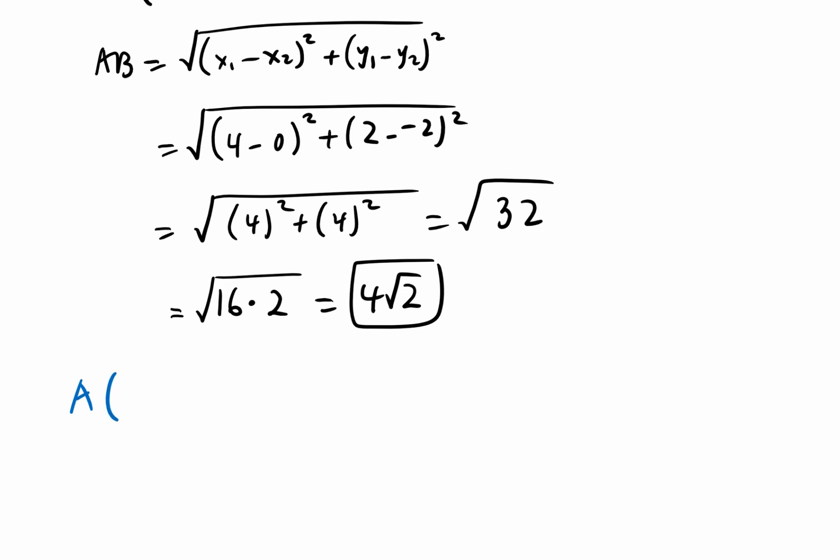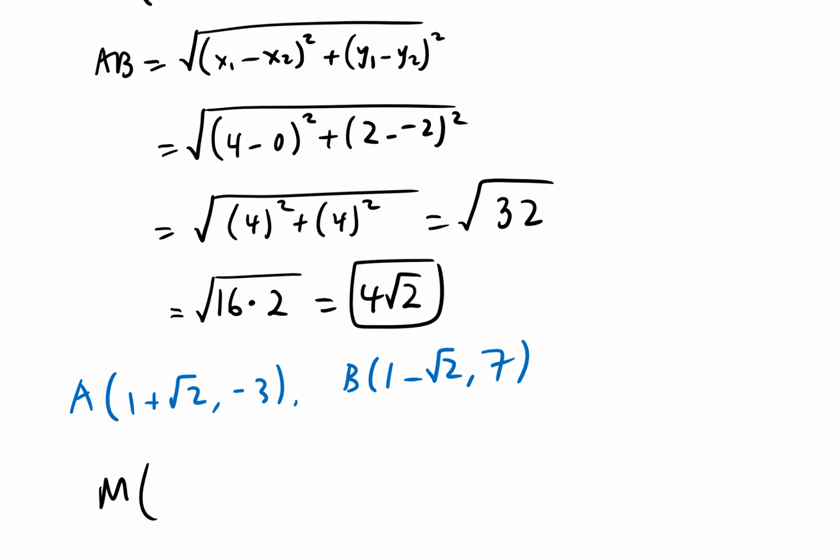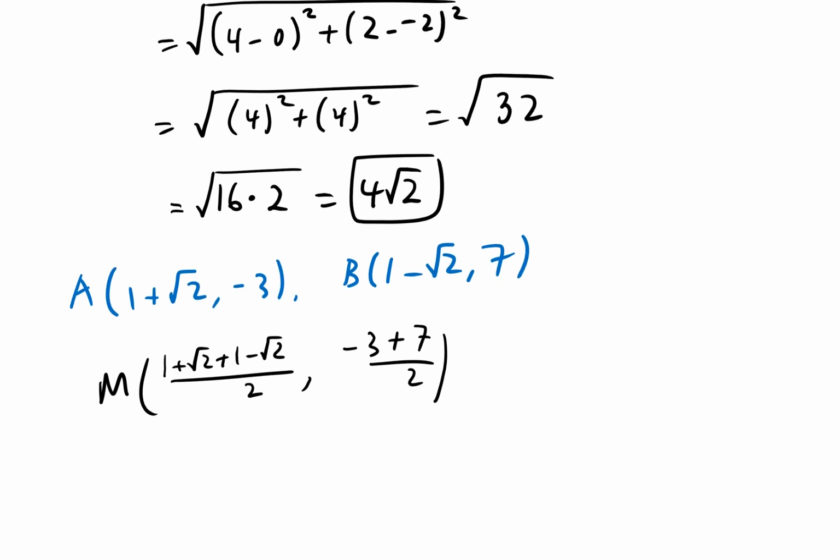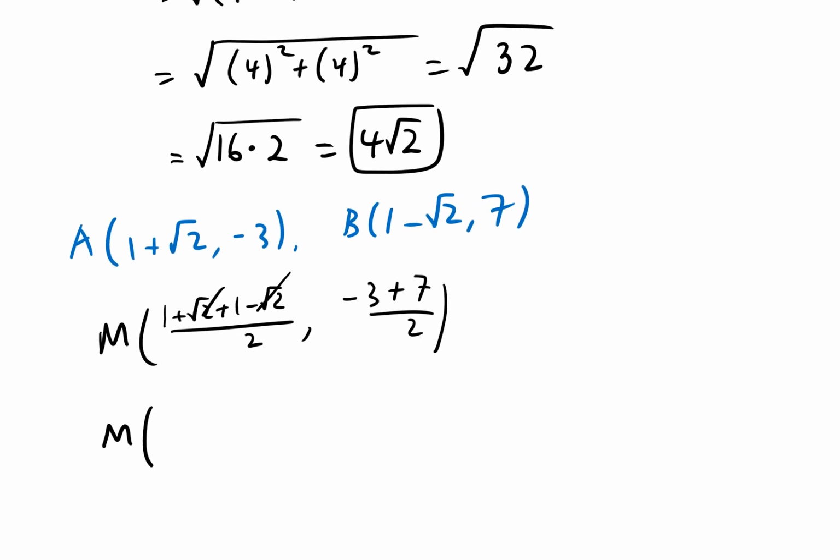Another example, say A is (1 plus root 2, negative 3), and B is (1 minus root 2, 7). So we need to find the coordinates of the midpoint. Let's just find the coordinates of the midpoint. (x1 plus x2) all divided by 2 comma (y1 plus y2) divided by 2. So M is, these cancel, 1 plus 1, 2 over 2. Negative 3 plus 7, 4 divided by 2. So that gives me (1, 2). These are the coordinates of M.